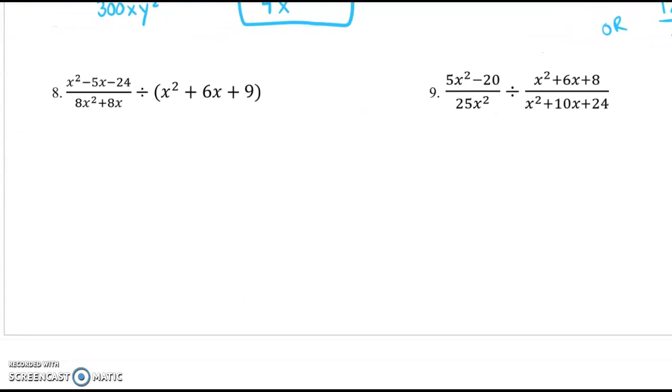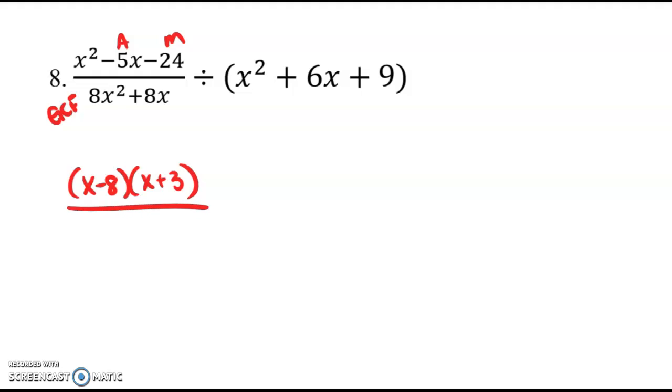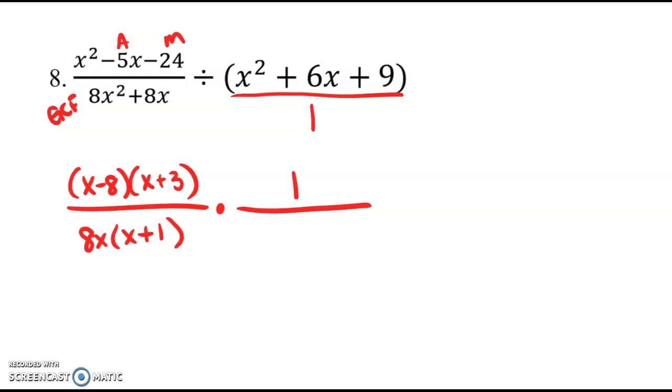Looking at the last two, keep the first fraction exactly how it is. So this is a GCF. This is going to be an add multiply. So x minus 8x plus 3 for the top. Bottom, I'm taking out an 8x, leaves me with x plus 1. This one is technically a fraction that looks like this, okay? But I'm going to change it and put the 1 at the top. And then it's going to be an add multiply with an x plus 3 and an x plus 3.